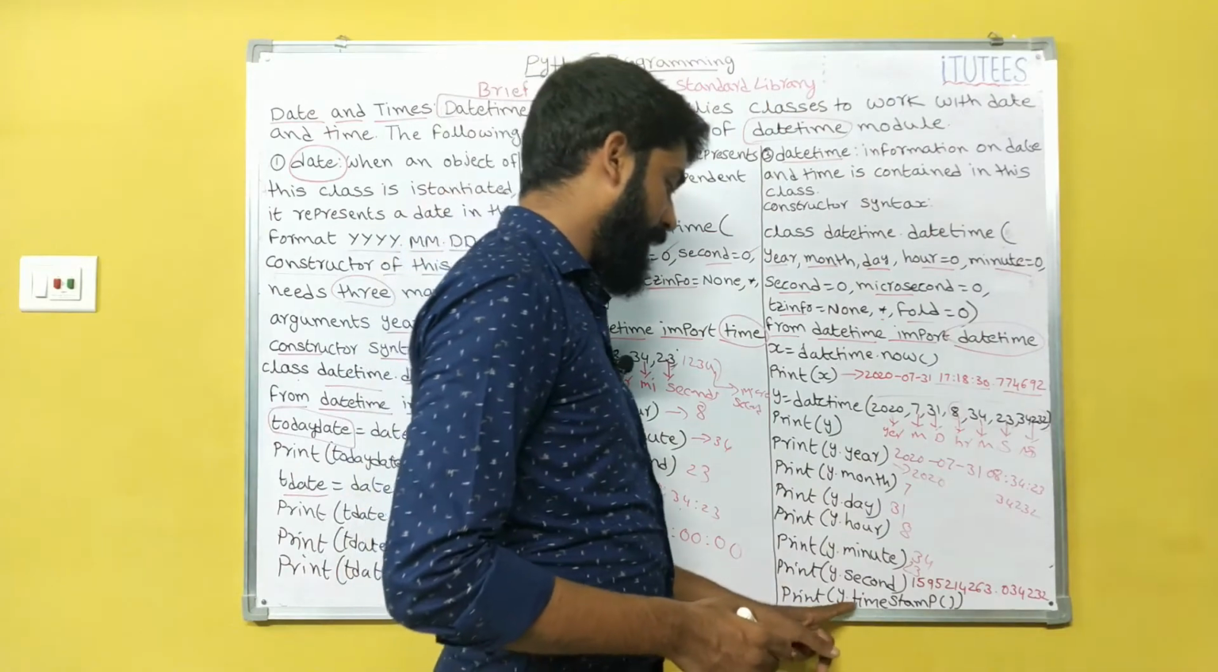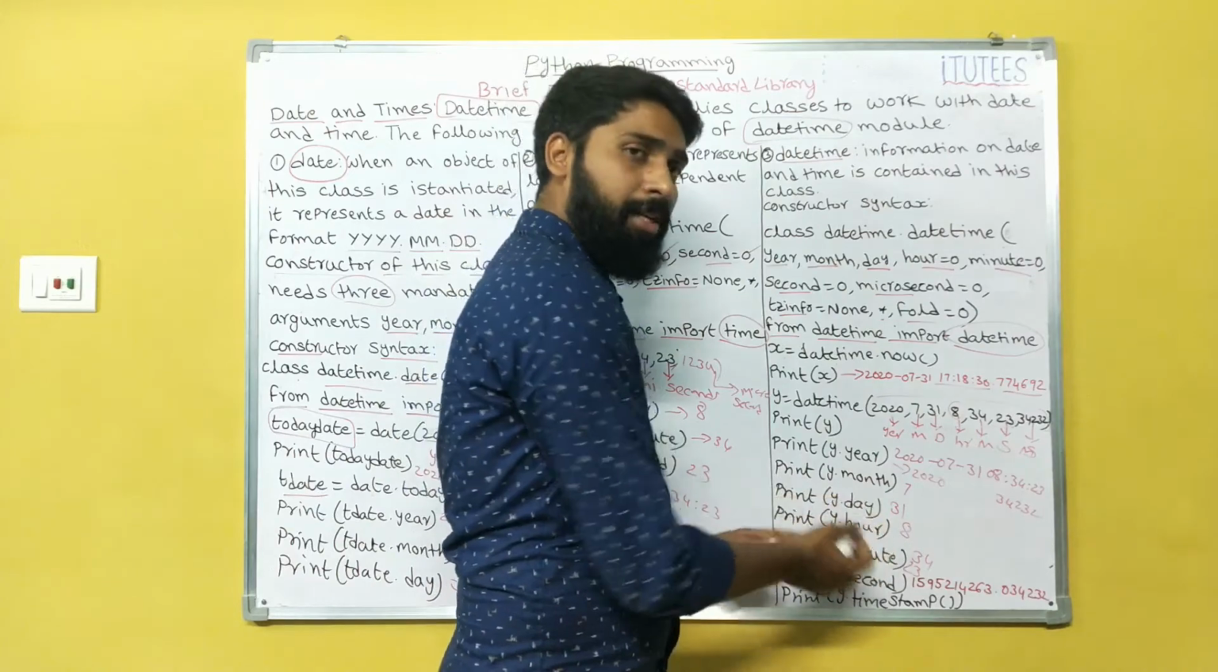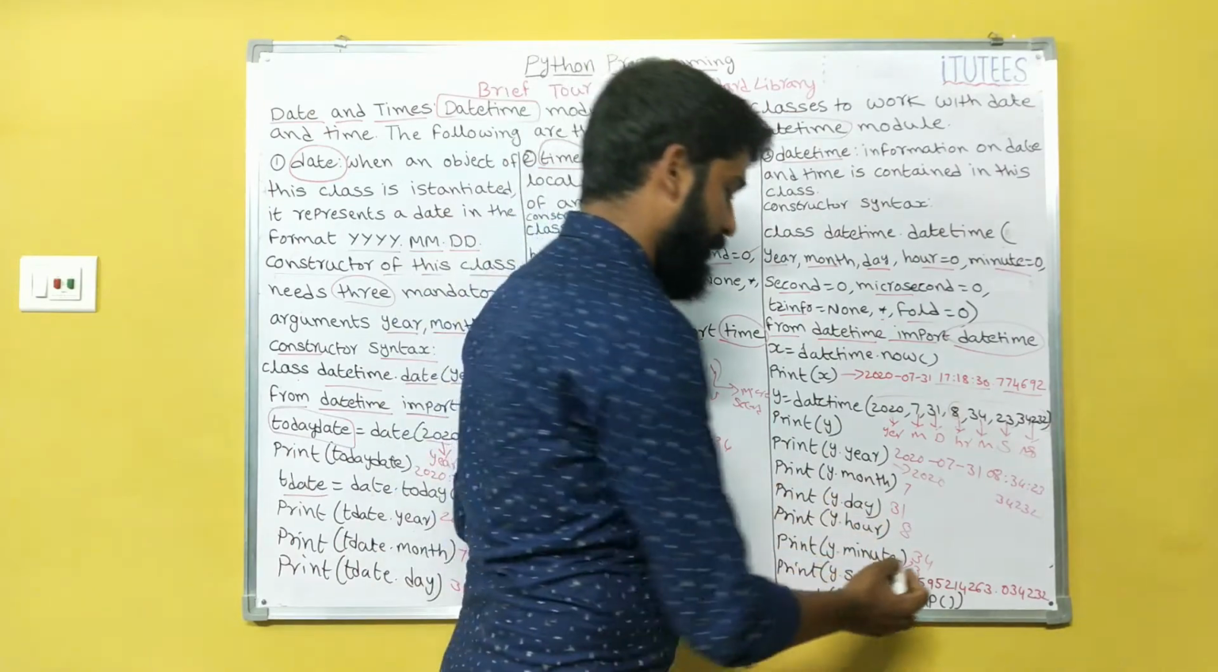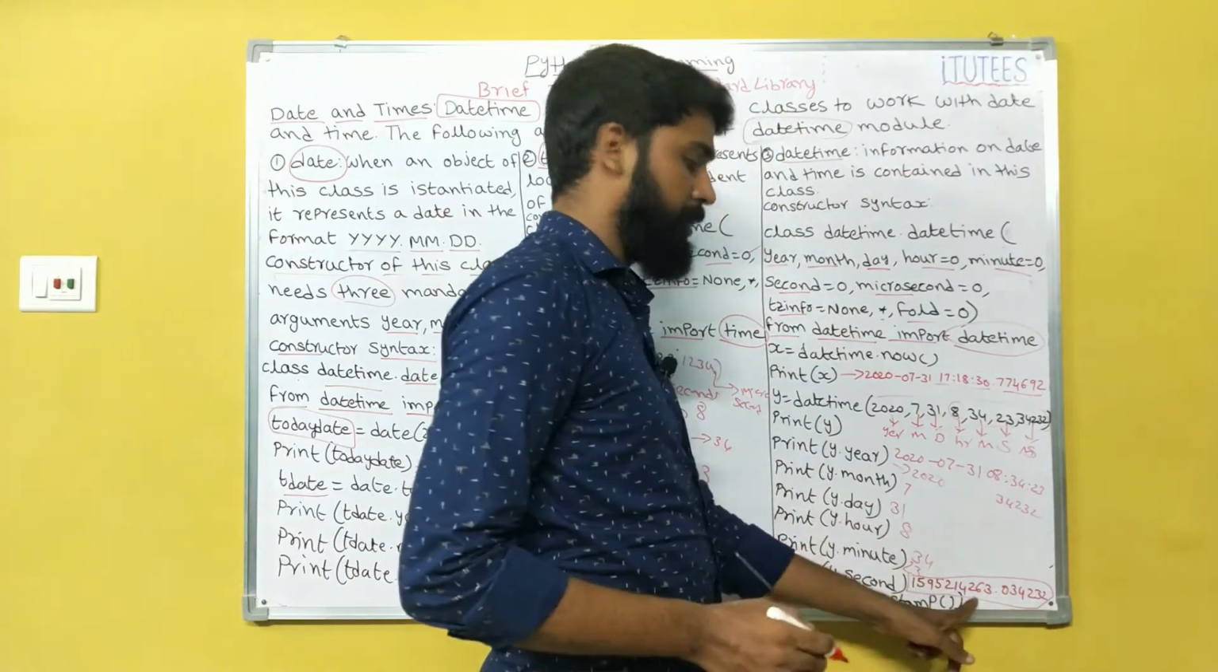So print y.timestamp. What does timestamp mean? Based on the date, hours and minutes, this function calculates some value. The value is known as a timestamp. So for this time, this is the timestamp.